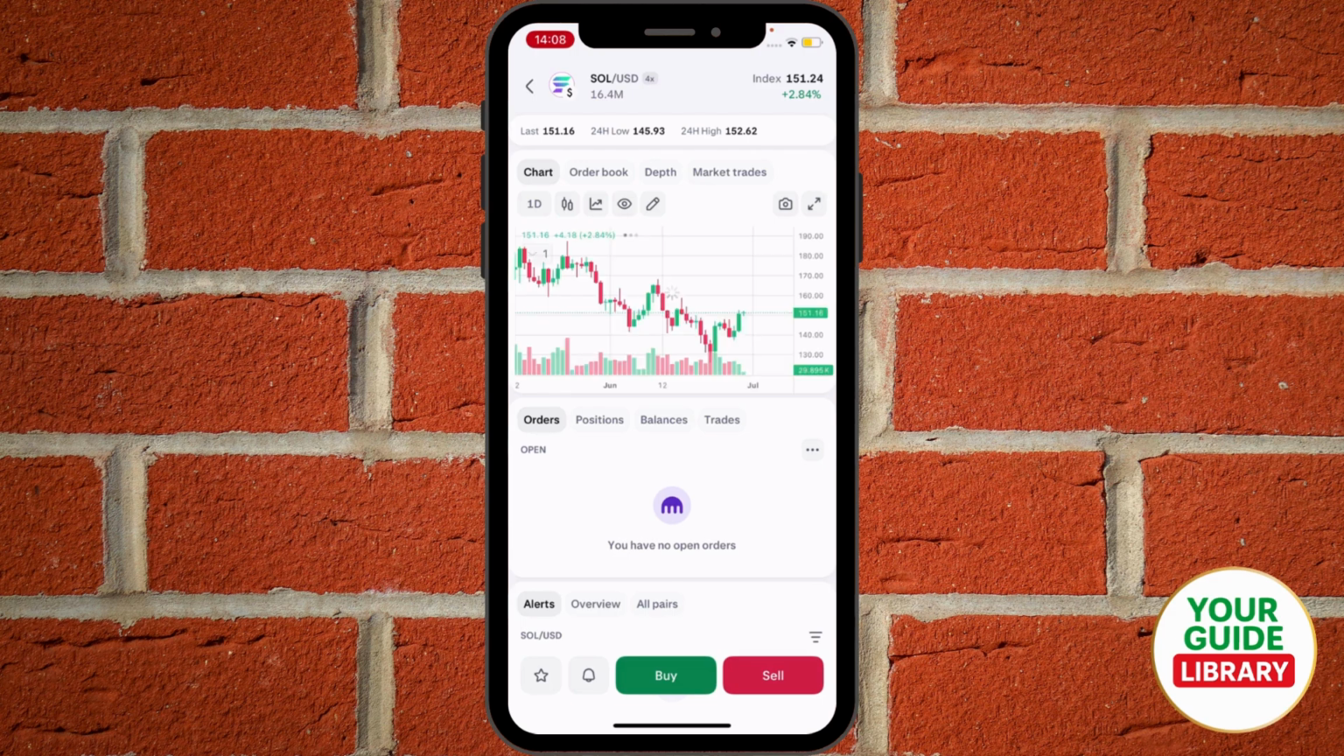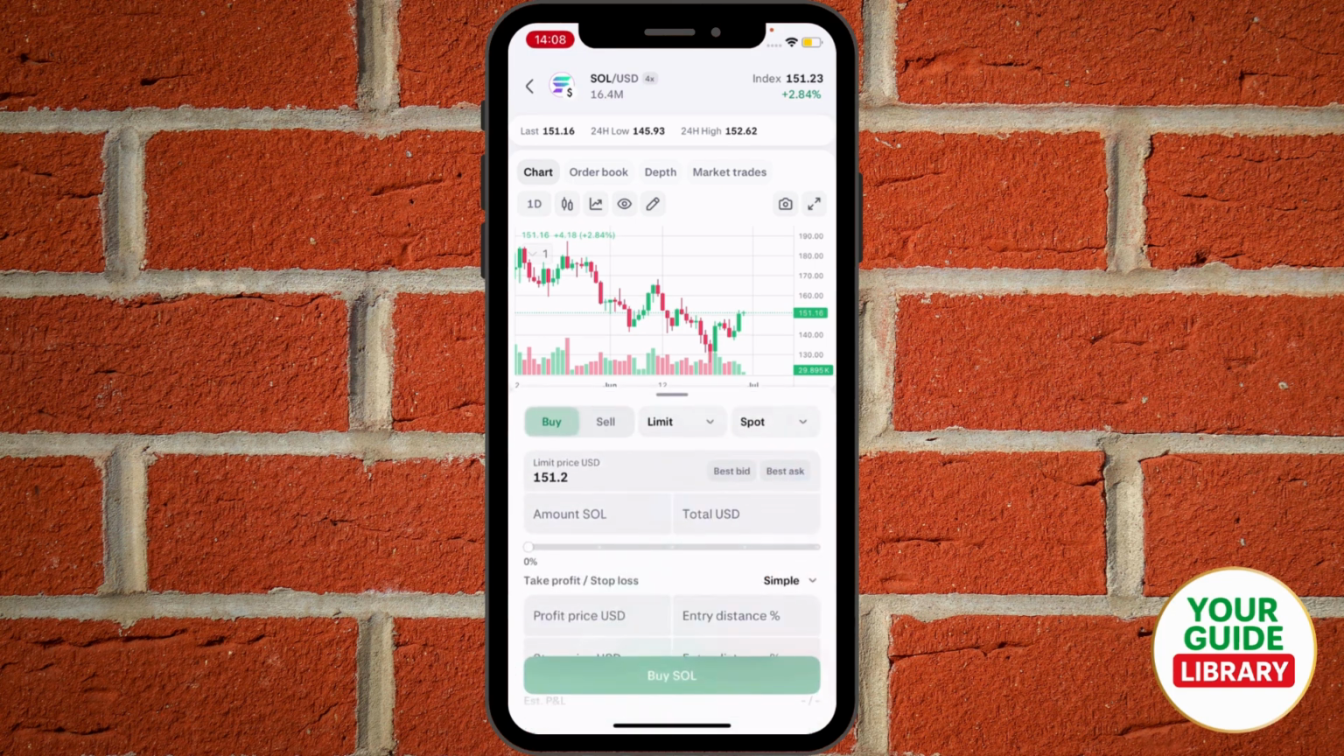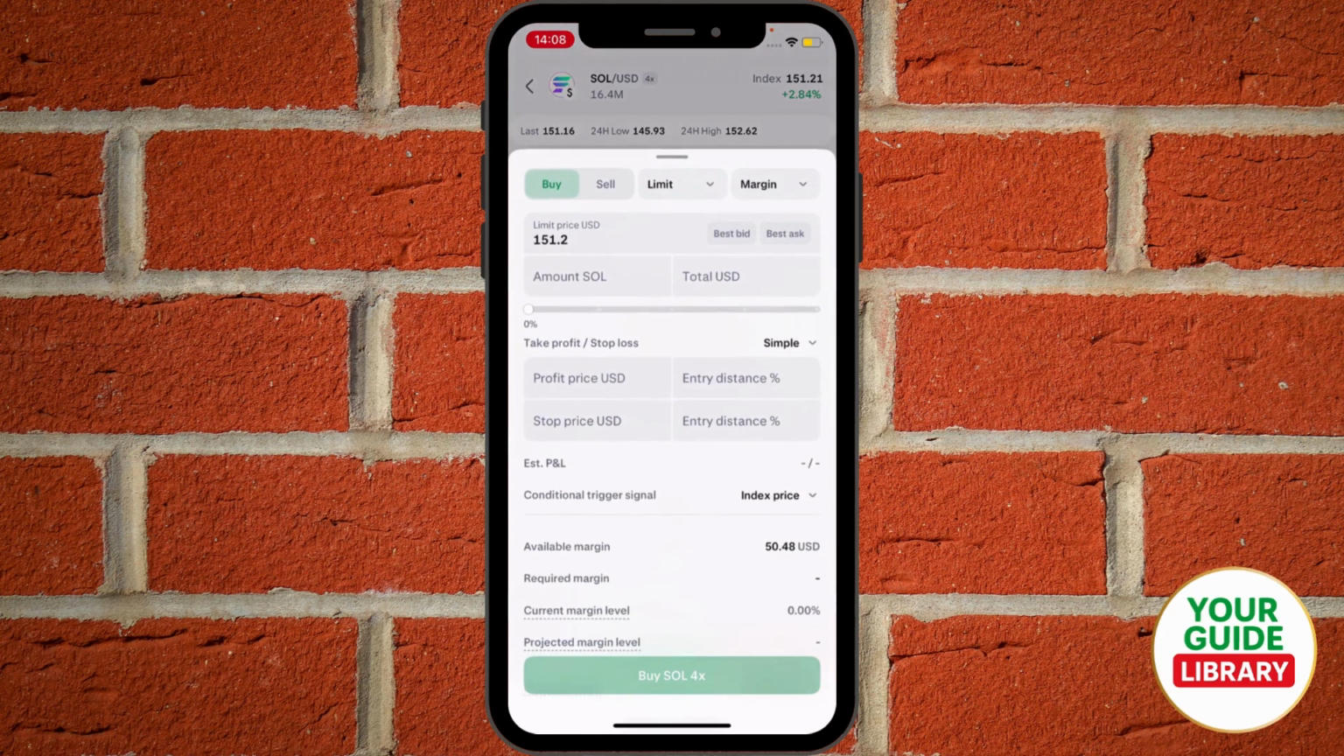Okay, please be aware that this is not financial advice. Before you start trading on Kraken, you need to study the market because it's highly volatile. Let's say, for example, I want to buy. Next to the limit, I'm going to choose margin instead of spot. Okay, and now of course don't forget to add the amount in the TP and SL so you can protect yourself if you start losing from the trade.